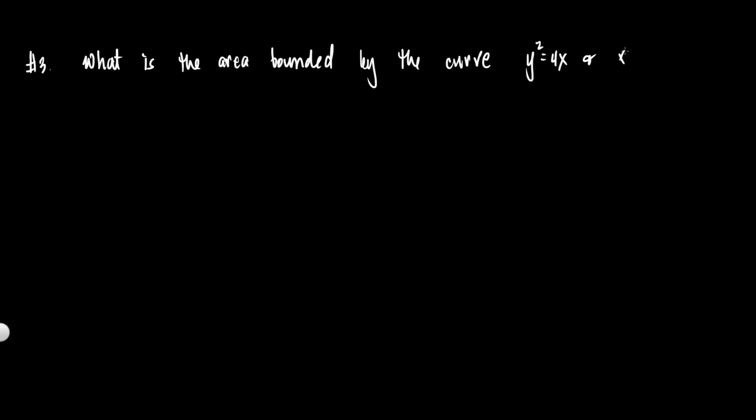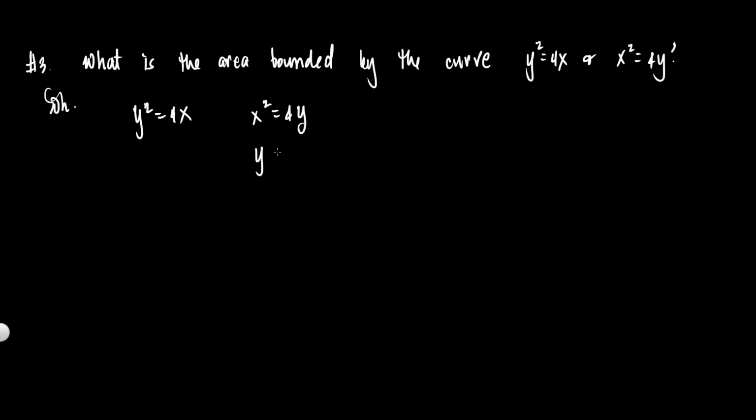Okay, what is the area bounded by the curve y squared equals 4x and x squared equals 4y? Okay, so solution. So we have y squared equals 4x and x squared equals 4y.